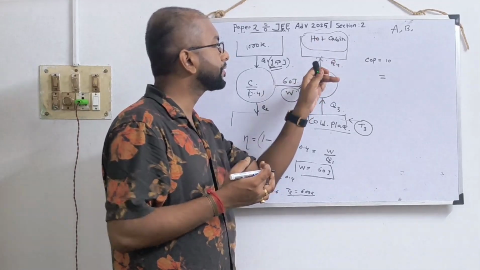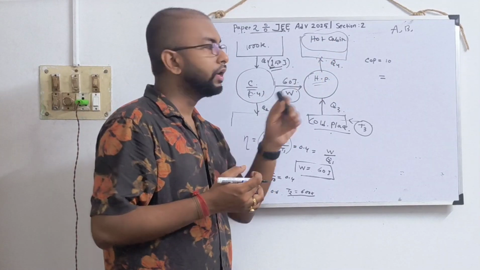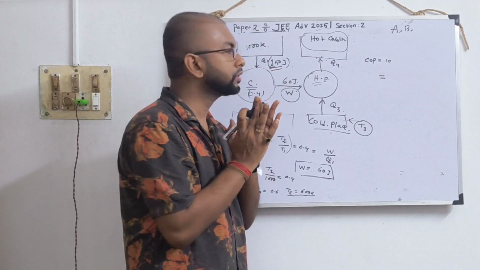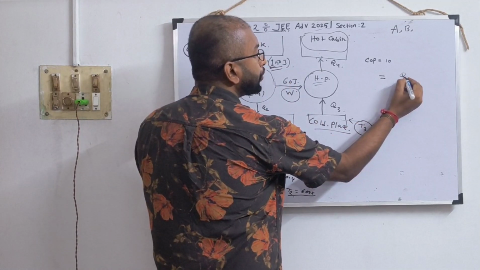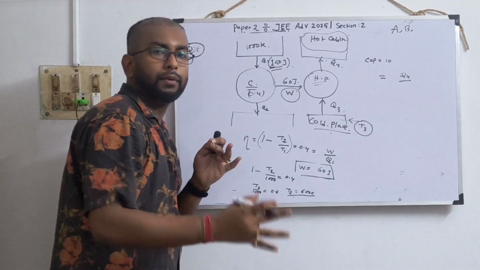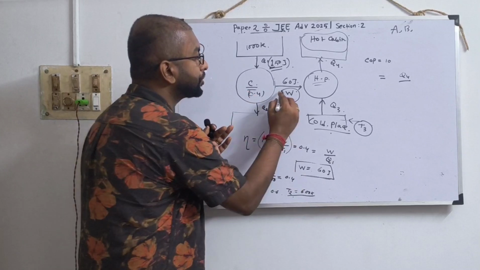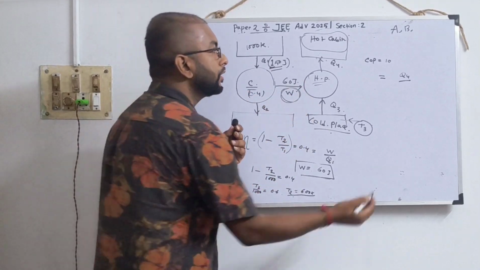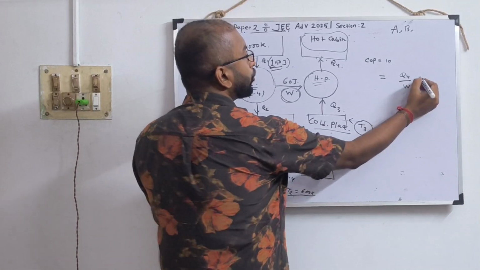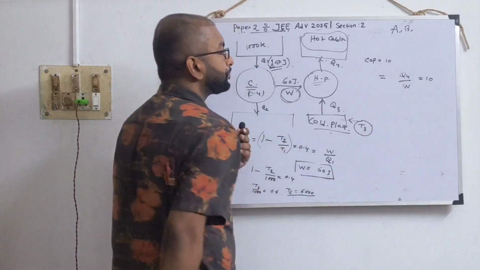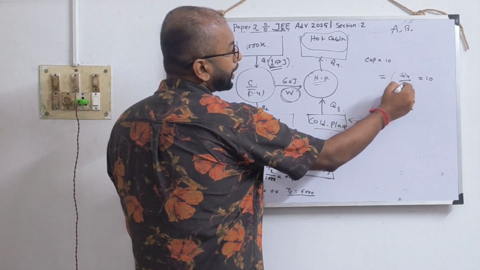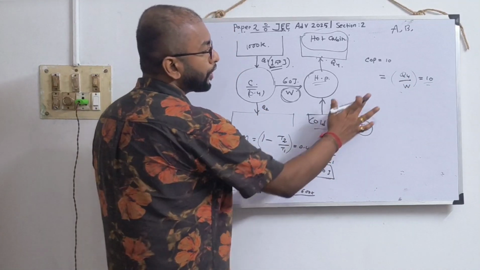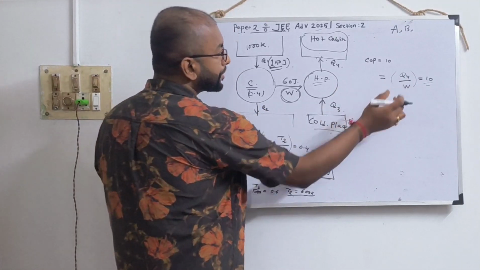Expected output is heat given to the hot cabin. That is our expected output. So expected output is Q4. And what is the input? Input is W. It is the work input given to the heat pump to keep the heat pump running. So Q4 by W is the coefficient of performance, 10. Now what is the relation with temperatures and what is W?